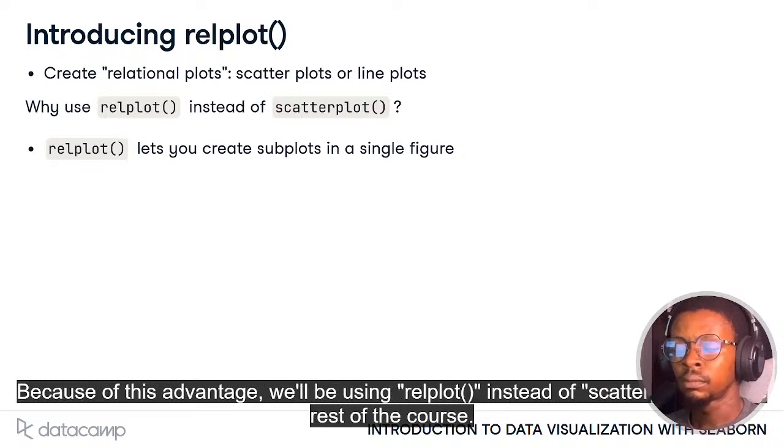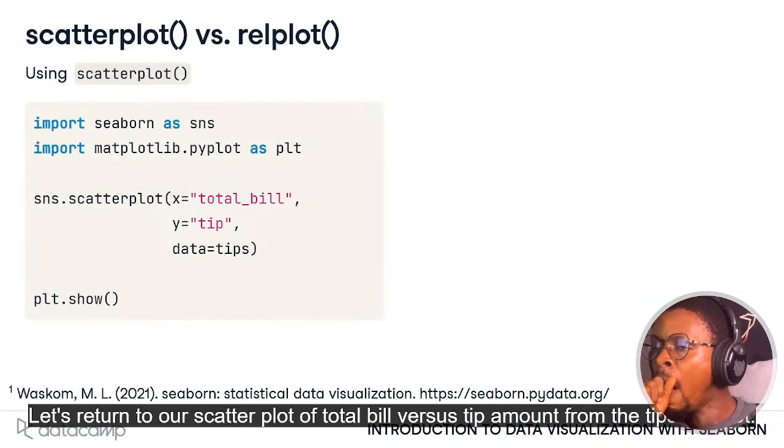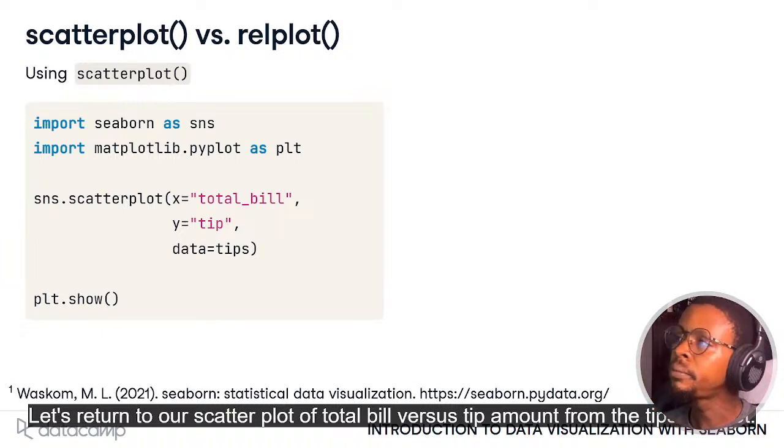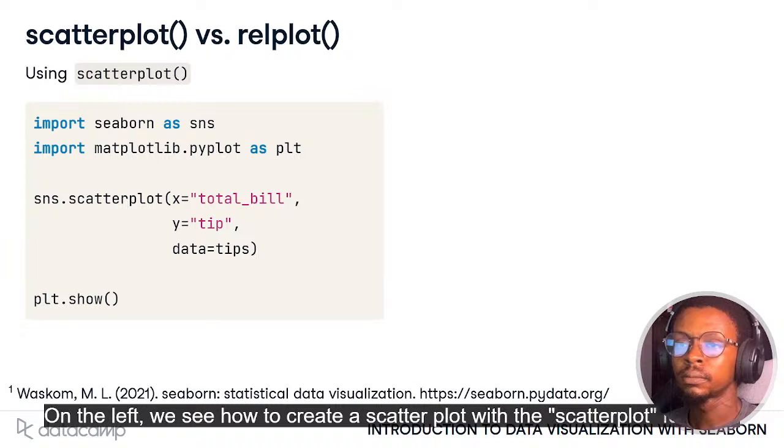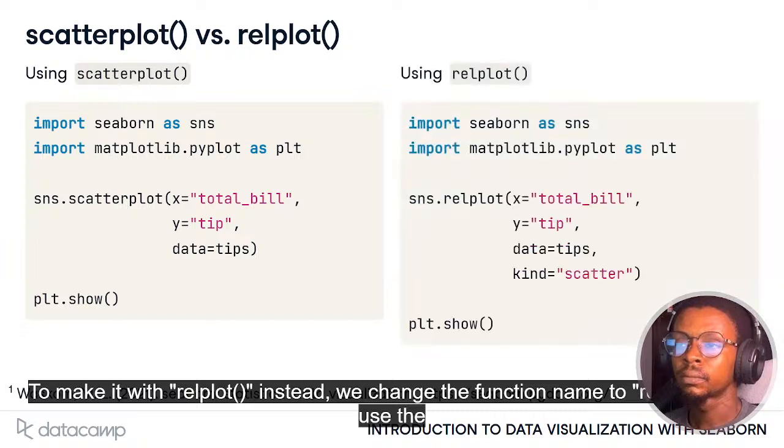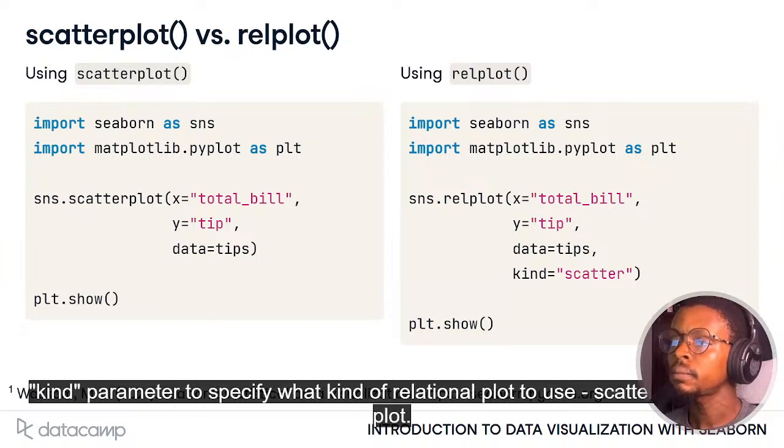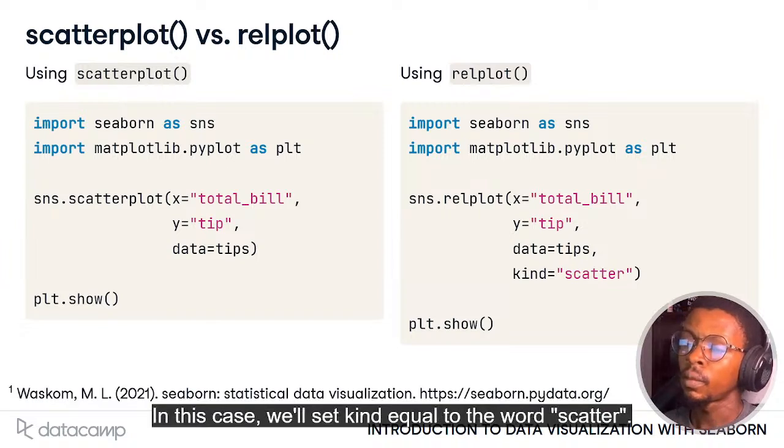Because of this advantage, we'll be using relplot instead of scatterplot for the rest of the course. Let's return to our scatterplot of total bill versus tip amount from the tips dataset. On the left, we see how to create a scatterplot with the scatterplot function. To make it with relplot instead, we change the function name to relplot and use the kind parameter to specify what kind of relational plot to use, scatterplot or line plot. In this case, we'll set kind equal to the word scatter.